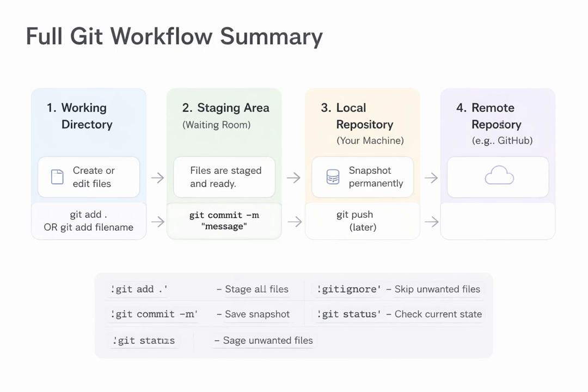Let's bring the entire workflow together. Step 1, you create or edit files in your working directory. Step 2, you use git add to move those files into the staging area, the waiting room. Step 3, you use git commit with a message to permanently save that snapshot into your local repository. And eventually, step 4, you'll push that to a remote repository like GitHub so others can access it. Supporting all of this is git status, which tells you where your files are at any point, and .gitignore, which keeps unwanted files out of the picture entirely. This 4-step flow is the heartbeat of working with Git every single day.